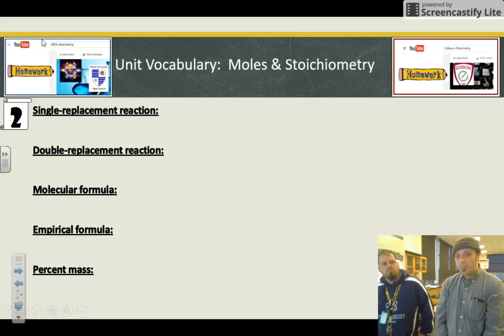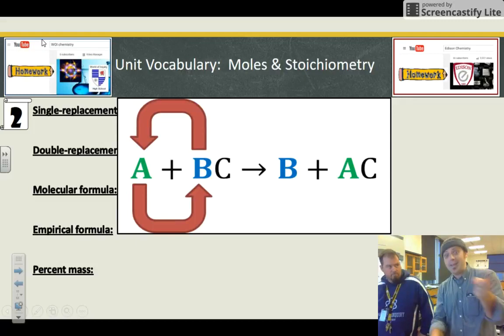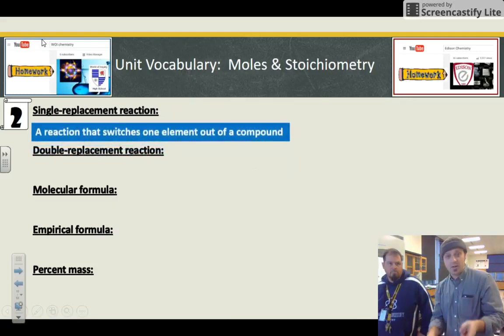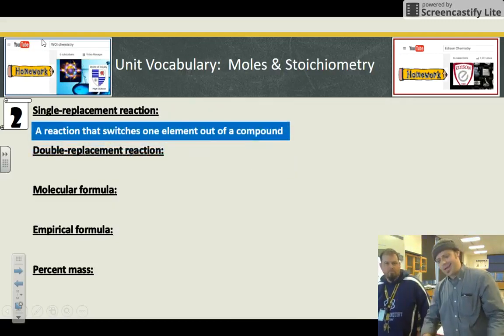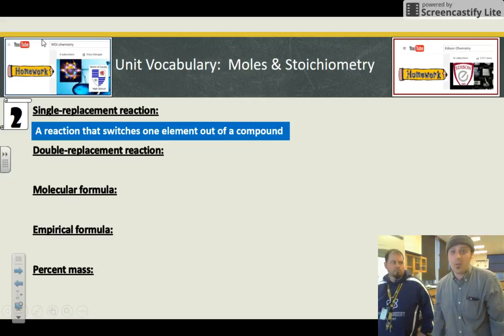Breaking it down. A single replacement reaction is simple. It usually involves just one element, pure, swapping in to become an ion within the compound. It kind of kicks something out and says, "Hey, get out of my seat, I'm sitting there." So it's a reaction that switches one element out of a compound for another.